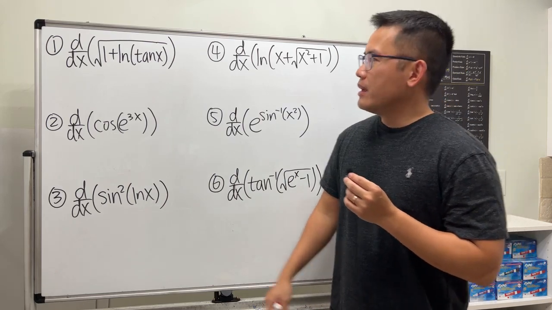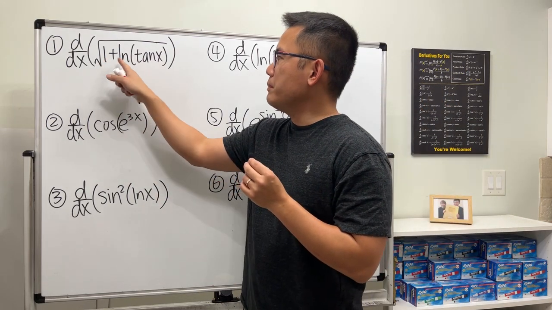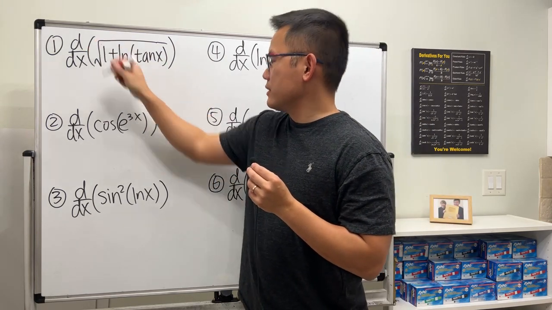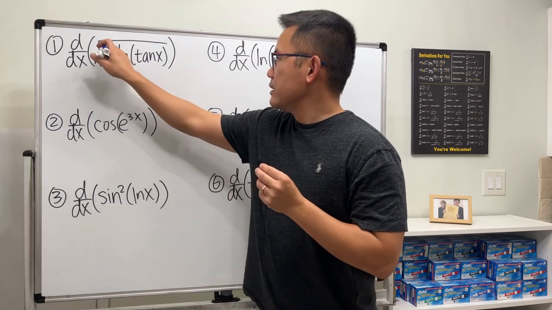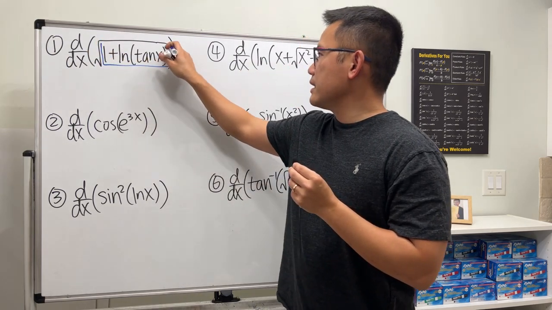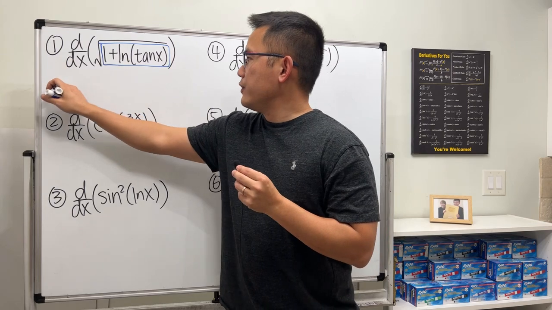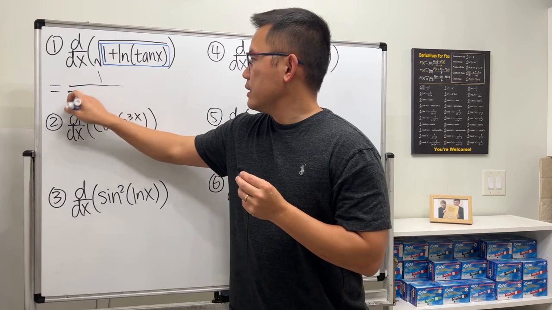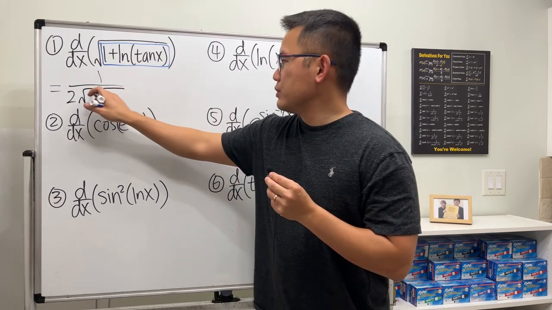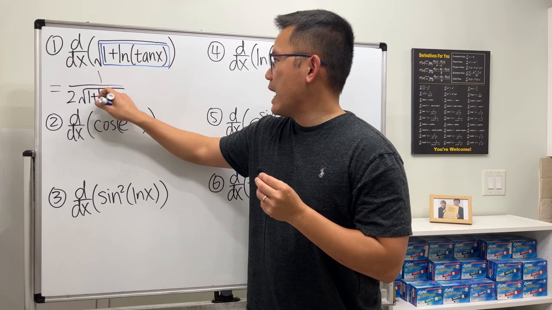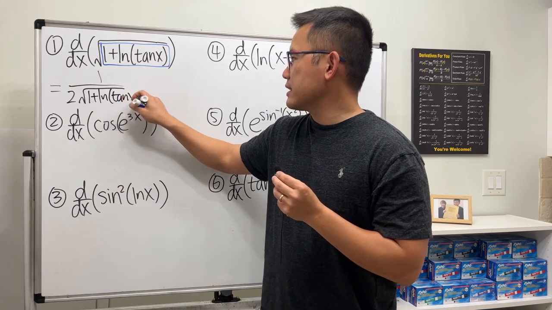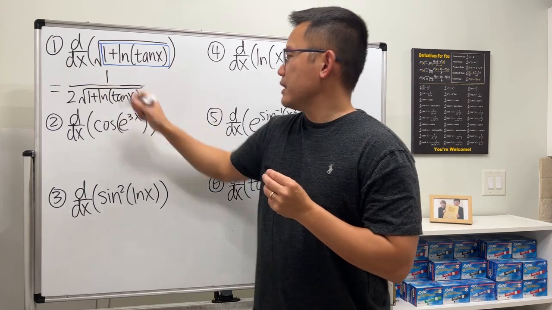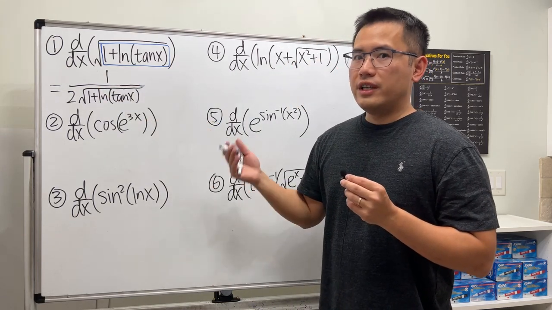So here we go. For the first one, we have square root of 1 plus ln of tangent x. So we have square root of a box. So let's make that happen first. So square root of a box like this. So differentiating the square root, we will first get 1 over 2 square root of the box, which is just inside. So 1 plus ln of tangent x. And let's just write this down better. Then we are going to differentiate the inside.